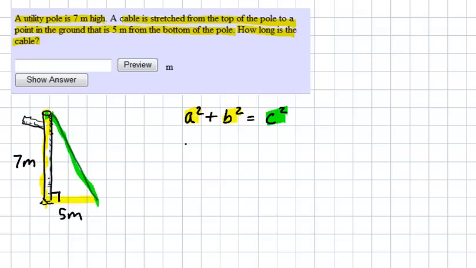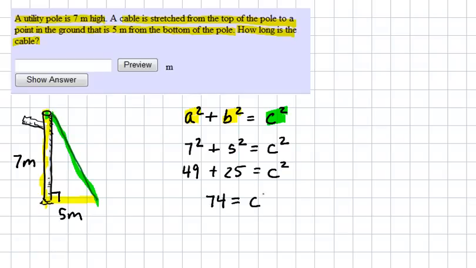So one leg is 7, so we're going to take 7 and square it. The other leg is 5, so we're going to take 5 and square it, and that's supposed to be equal to the hypotenuse squared. So on the left-hand side, we've got 49 plus 25 is equal to c squared, and 49 plus 25 is 74. So c squared equals 74.